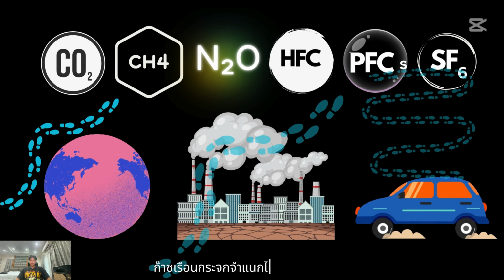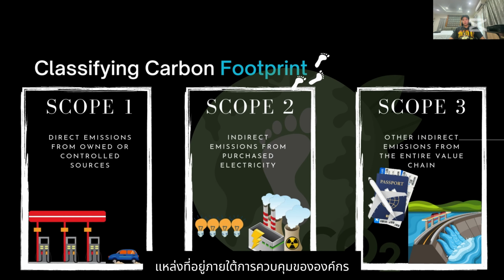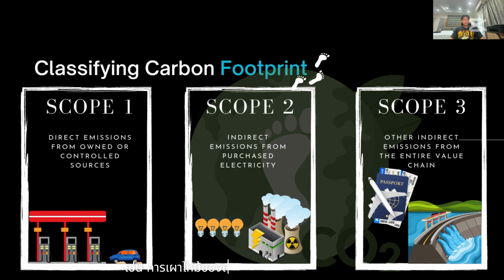Greenhouse gas emissions are categorized in 3 types. Scope 1, direct emissions from sources controlled by the entity, such as fuel combustion in machinery or vehicles. Scope 2, indirect emissions from energy use, like purchasing electricity or other energy sources. Scope 3, other indirect emissions from activities not covered under Scope 1 or Scope 2.